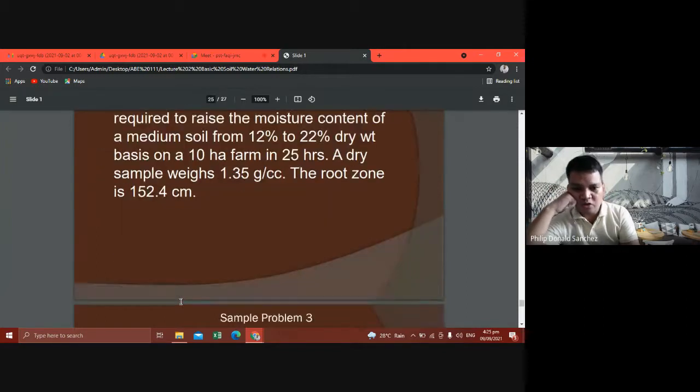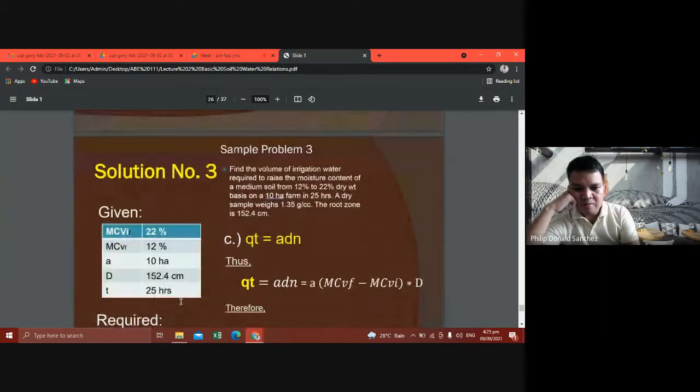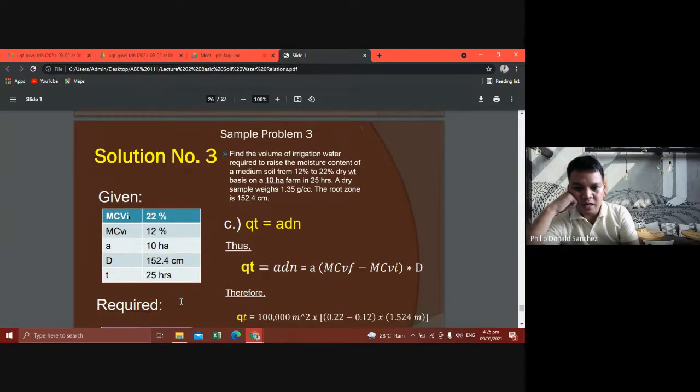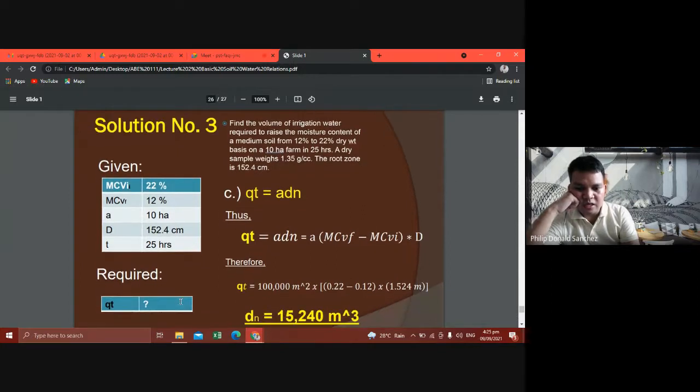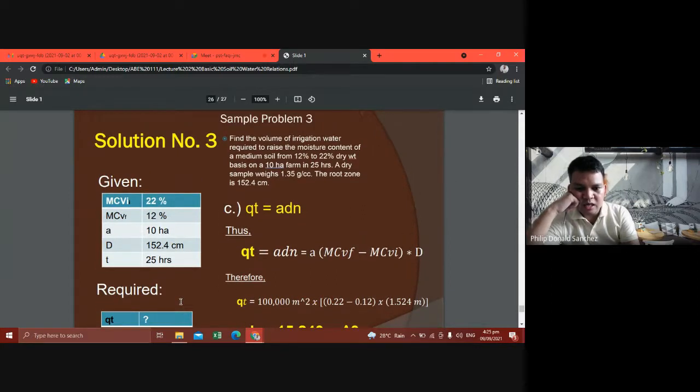Alright, how to solve? So the basic formula, if you follow the SI, meaning cubic meter and meter squared for the area, then you just follow QTADN. But if you follow hectares, hours, or centimeters, then you use QT28ADN. Here, what he does is follow the SI, that QTADN.